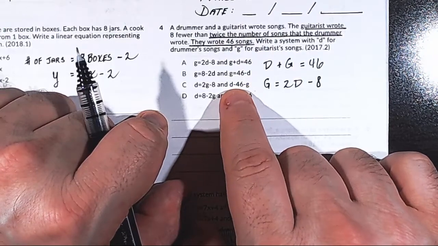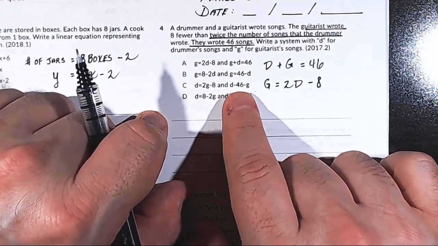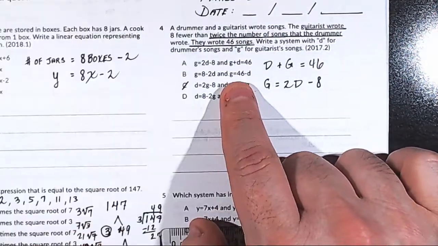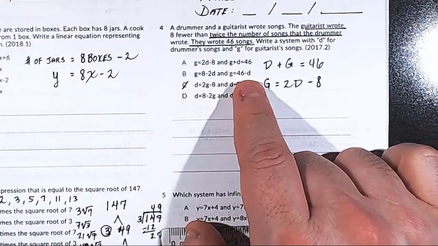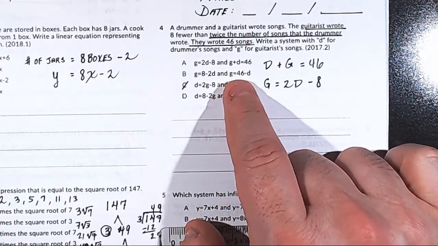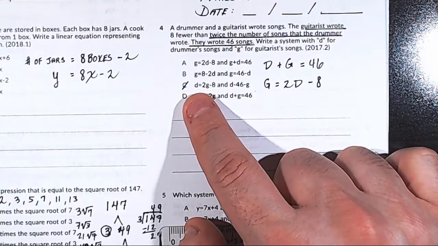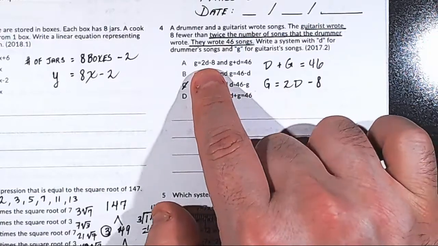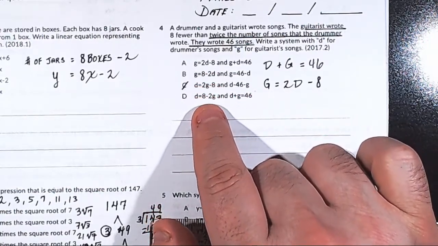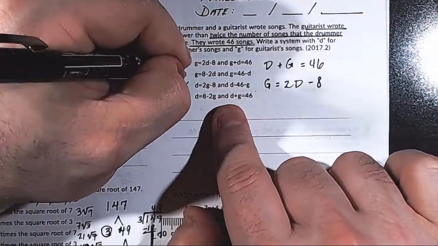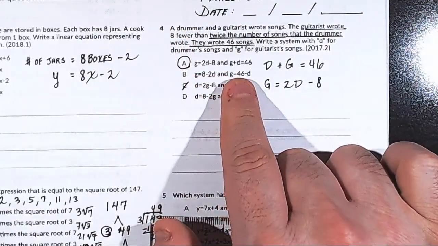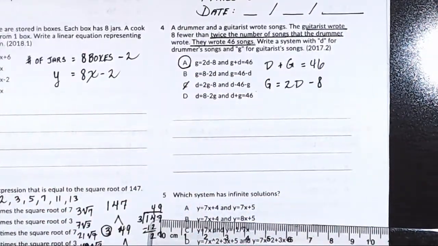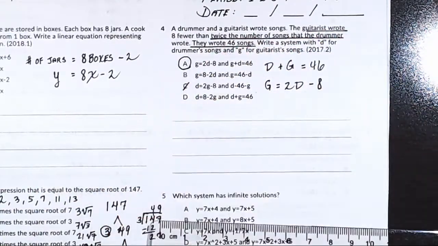G equals 46 minus D. Well, you could solve that to be G plus D equals 46. So I can cancel out C. And I'm looking now for 2D minus 8. 2D minus 8 appears in A and nowhere else. So it's A. Guitarist wrote 2D minus 8 and guitarist plus drummer equals 46. Okay, this work needs to be shown. And underline these pieces of the sentence.